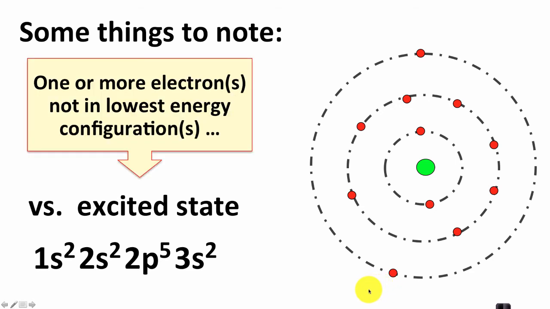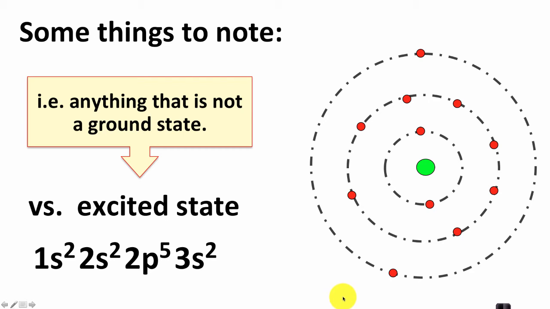And when that's the case, when we have 1 or more electrons not in the lowest energy state or configuration, then we have what's called an excited state, and an excited state is anything that's not a ground state.